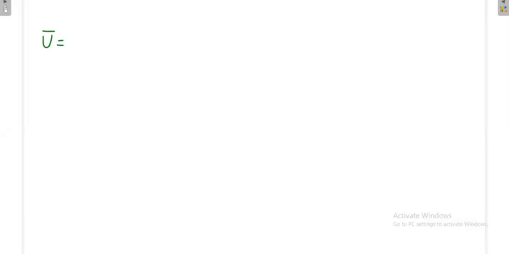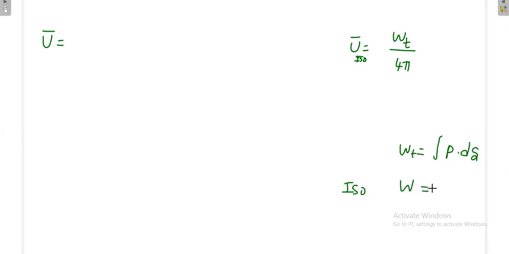Now U bar is the average radiation intensity. If I calculate the average radiation intensity for an isotropic radiator, what is it? What is my total transmitted power? I took 10 watt there, but in general W_T, the total power transmitted in watts, divided by 4 pi. But in general, our formula is W_T equals the integral of P dot dS. For isotropic, you have a regular sphere, so you can replace this integral of power density dS by the power density times 4 pi r square.